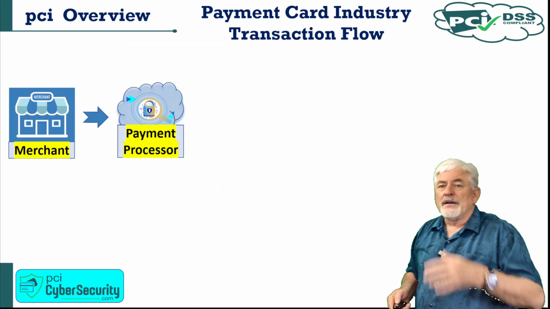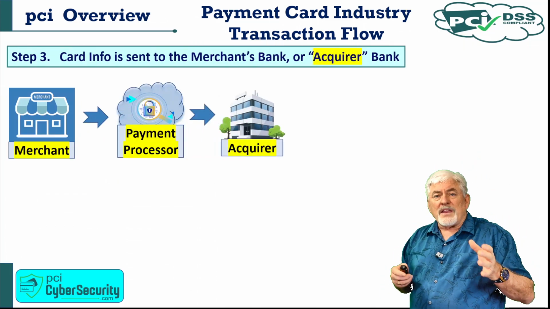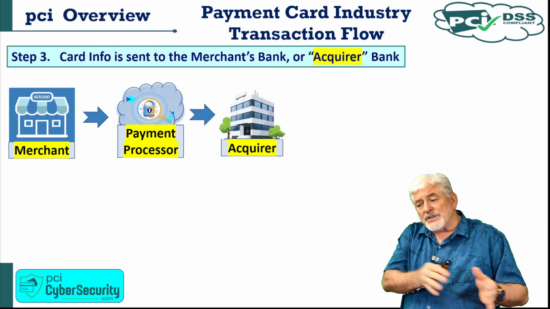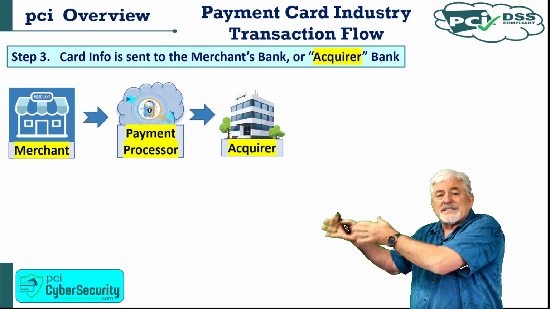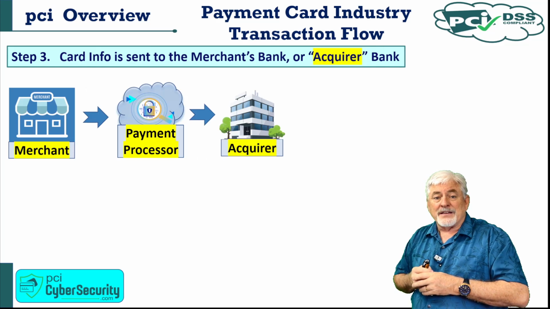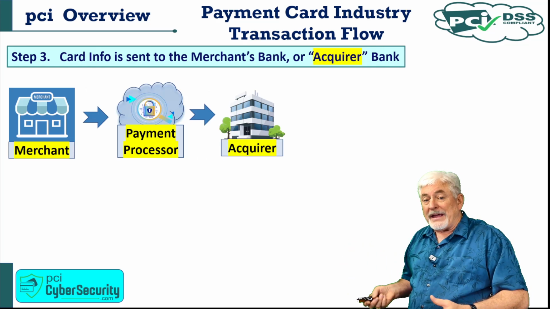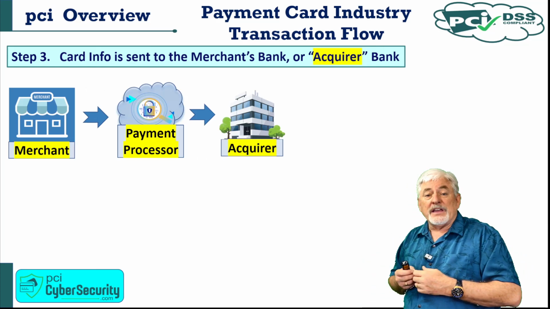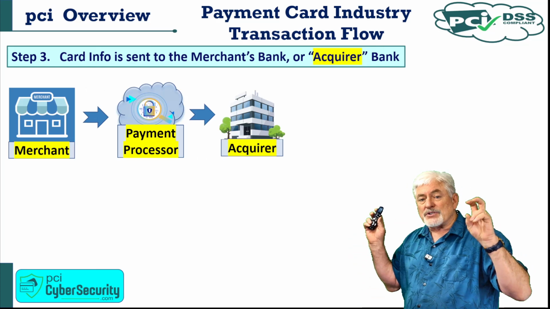So anyhow, the next step. Now that card holder data is sent in a secured fashion through the internet over to, as I said, our mechanic's bank, the acquirer bank, the merchant's bank, where it's probably traversed through the internet, and it did it safely because it had strong encryption.